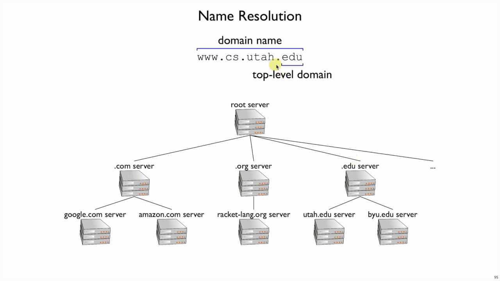And then we tell the edu server we're looking for www.cs.utah.edu, and it says, well, I don't know all the answers, but I know who to ask for Utah. So it'll tell us the Utah server, or if it was byu.edu, it would send us to the BYU server, and so on, working our way down. Again, each of these layers can have replications. There doesn't have to be just one edu server, but the root server can tell us a suitable edu server, and this edu server can tell us a suitable Utah server, and so on.